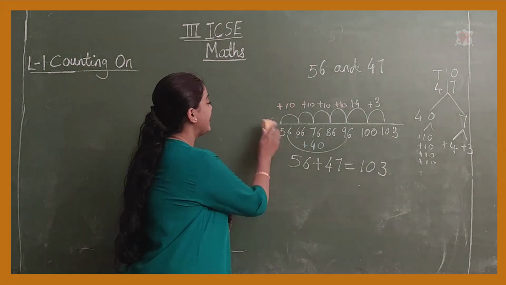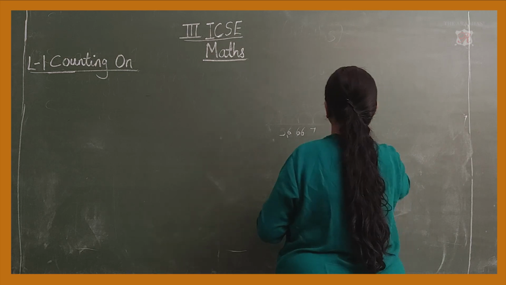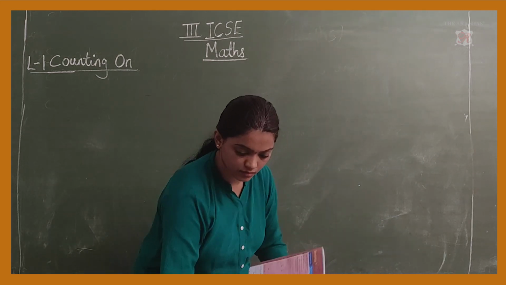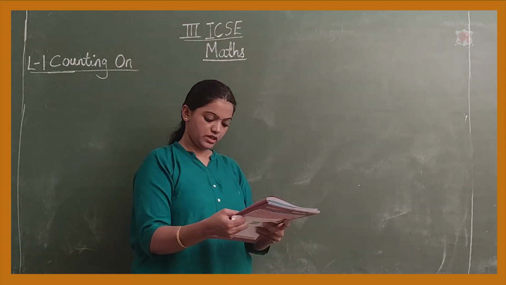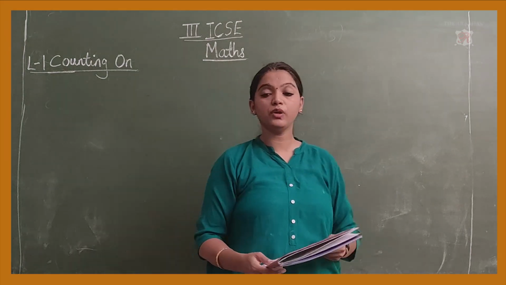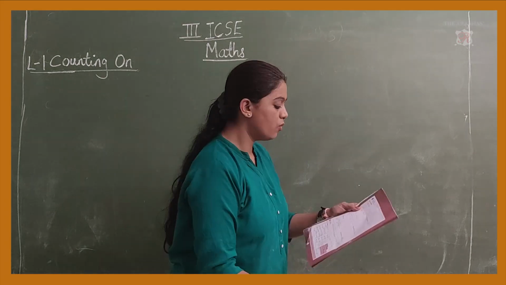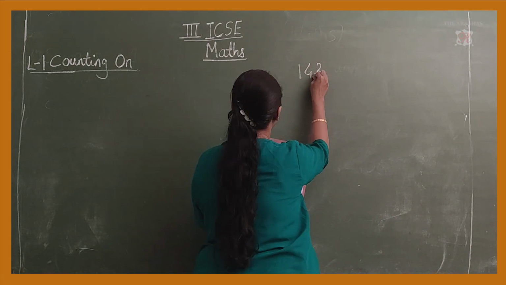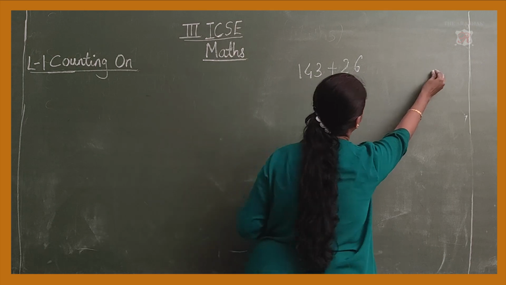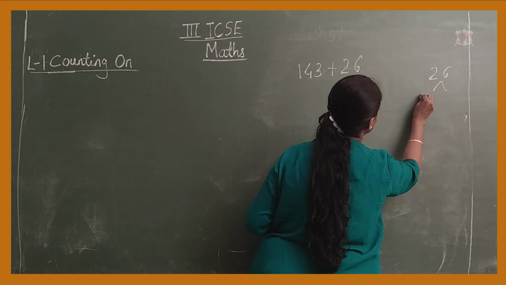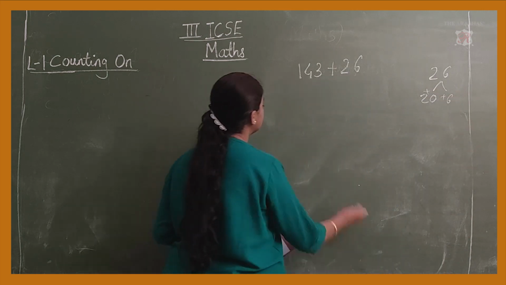Now we'll go on to the exercise. Open to page number 8. Okay, they have given you a landmark number, that is first one 46 plus 143. Okay, 143 is your number plus 26. Okay, now you have to split this 26 in such a way that it becomes your nearest landmark number. 20 plus 6, it becomes your 26.